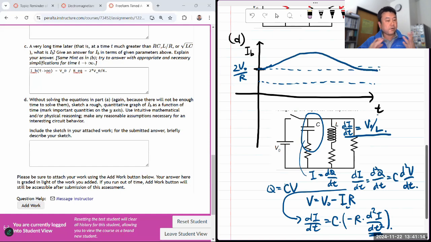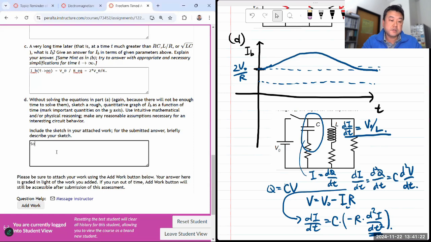And so I think there are all those different choices. So what I would be willing to put on the answer is, I would say, we know the value of current starts at 2V naught over R and asymptotically ends at 2V naught over R. So my graph of IB would contain those features.